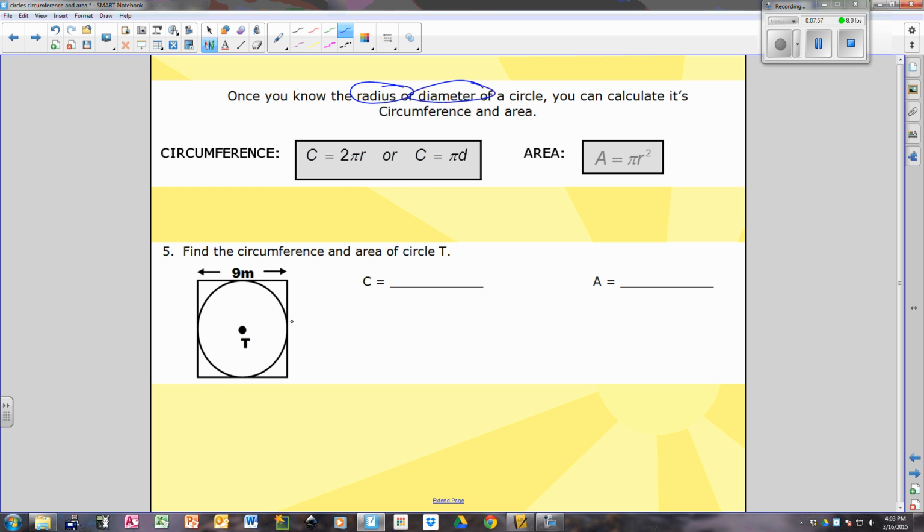So here we have a square, and we have a circle inside. So that means from this side all the way across is 9. So that means my diameter is 9. Well, if my diameter is 9, I can use this formula to find circumference. So I would say 9 times pi, and I'm going to leave it in terms of pi, so it would just be 9 pi meters, and that would be your answer. So this is in terms of pi.